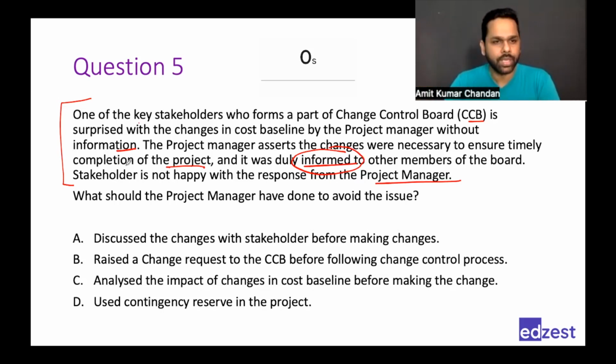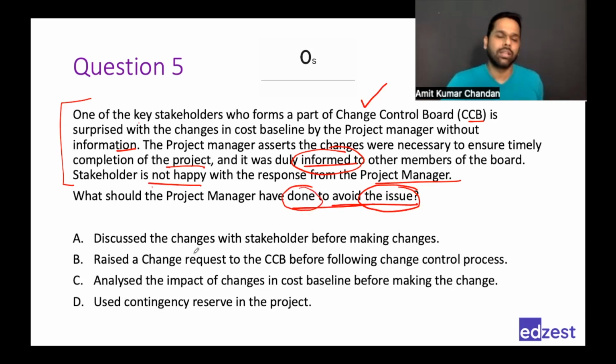So what should the project manager have done to avoid the issue? What is the issue at hand? The issue is that a person from the change control board is saying that he was not informed about the changes, still the changes were made. The project manager says that those changes were important, otherwise the project would have got delayed. So now the question is, what should the project manager have done to avoid this? How would you ensure that a stakeholder does not become unhappy?